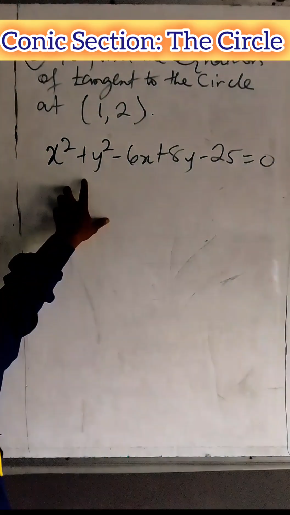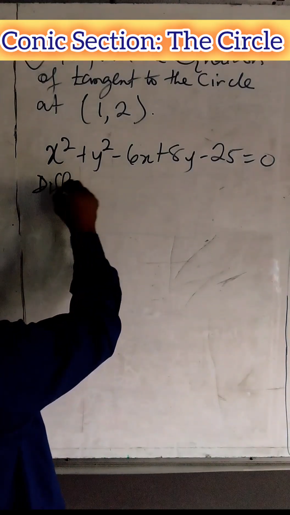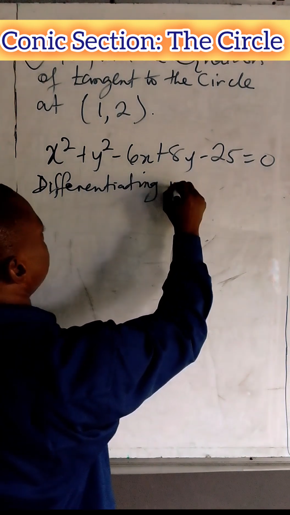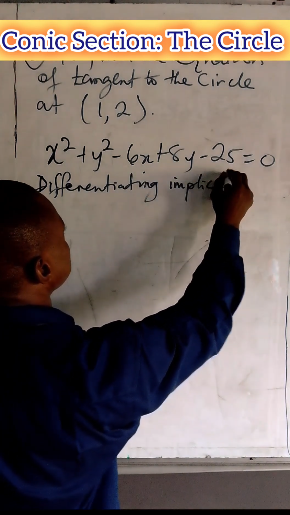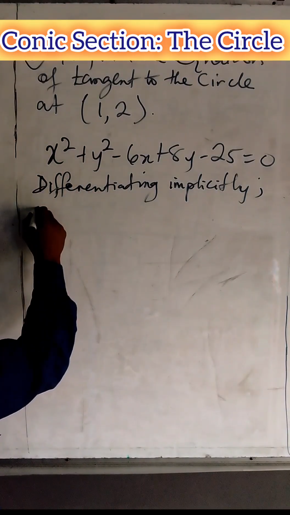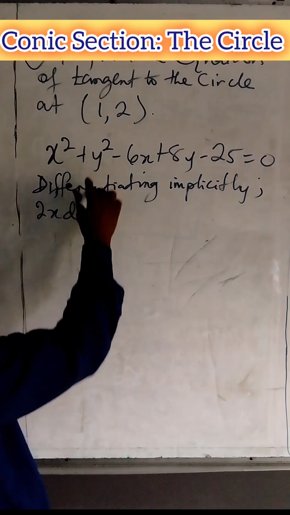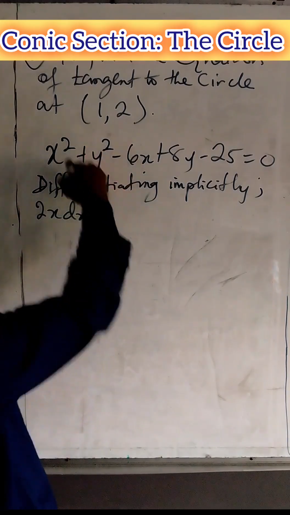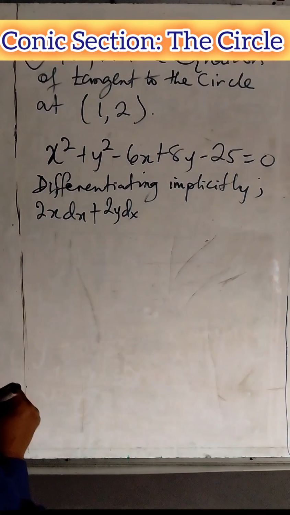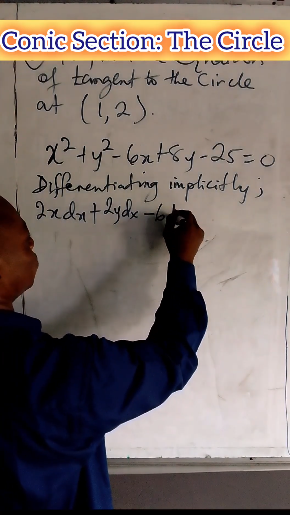So we differentiate this implicitly. Differentiating implicitly, you have 2x with respect to x. Differentiating this implicitly, you have 2y with respect to y. That is it. Differentiating minus 6x, you have minus 6 with respect to x.